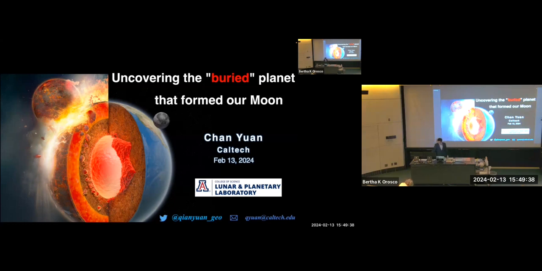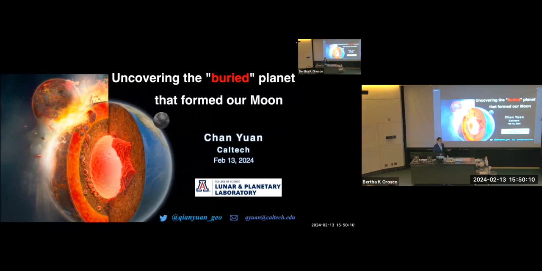Okay. So the title is Uncovering the Buried Planet That Formed Our Moon. I know this is kind of late, but if you really hurry, this is the image that you want to see. This is the buried planet I am proposing. There are two of them. One is beneath the Pacific, one is beneath the African continent. I propose this blob may represent part of the moon-forming giant impactor. That's the very short summary.